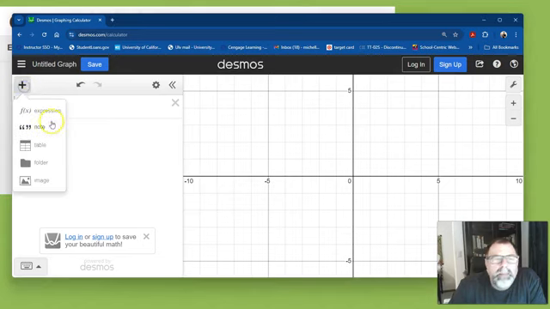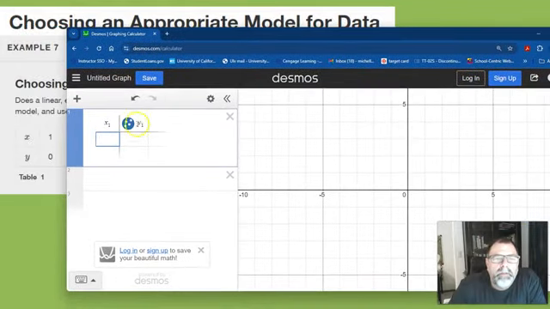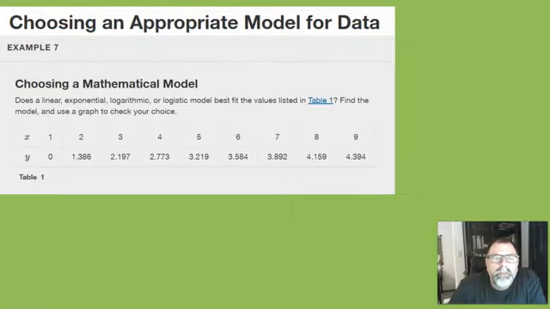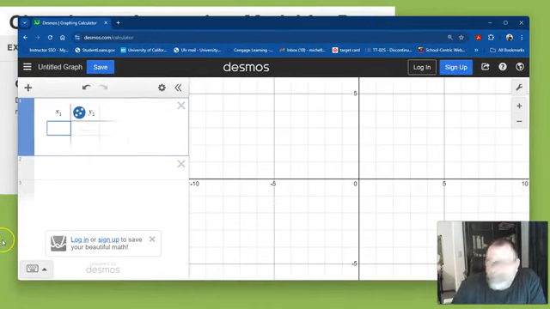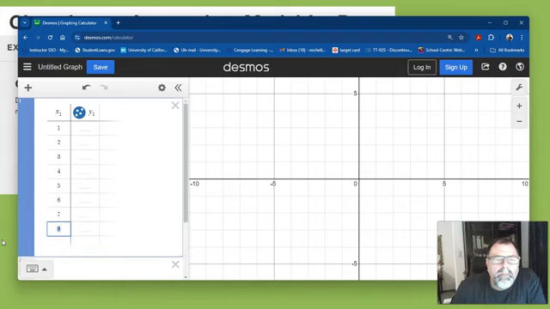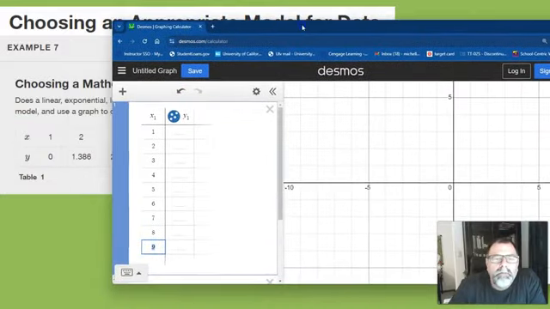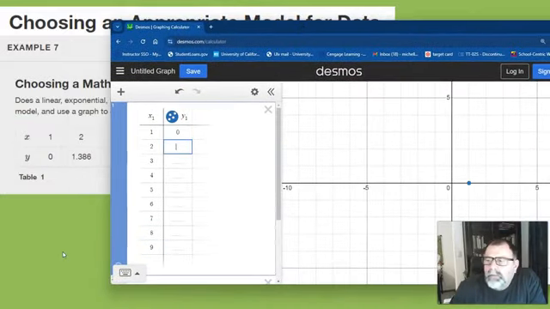Okay, so we can add a table, and then we can just input the values that they gave us. Let's see how they do it. 1, 2, 3. Okay, so watch this. I have my x's going to be 1, 2, and then it just follows the pattern. I think we went to 9. And then we can put in 0, 0, and see it plots it for us. 1, 0. 1.386.